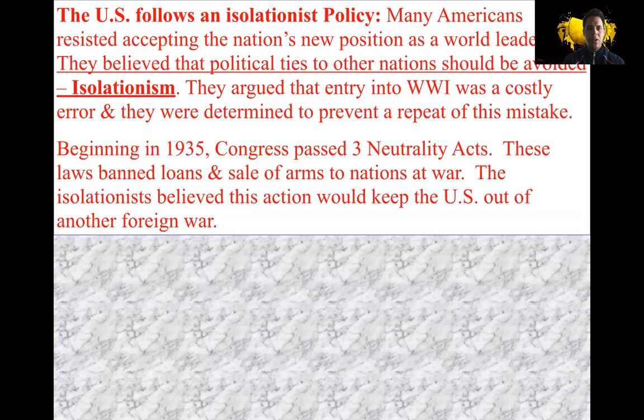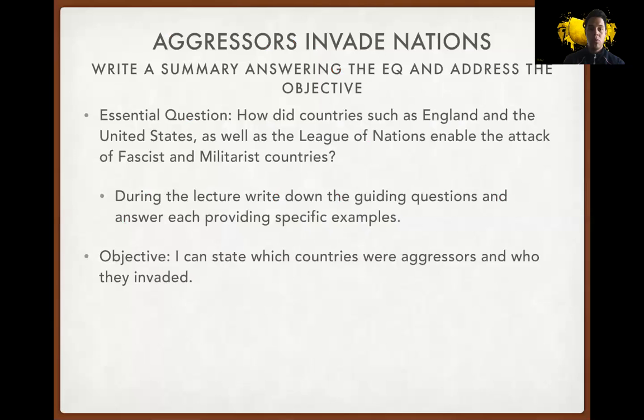So the U.S. follows, however, what we would call an isolationist policy, which argues just keep us out of it. Isolationism basically says that they do not want to be involved at all in any international capacity. In the beginning of 1935, Congress would pass 3 neutrality acts, and these laws would ban the loan and sale of arms to any nations, and they would believe that these would be able to keep the United States out of any other foreign wars.